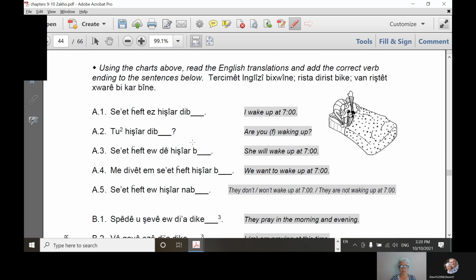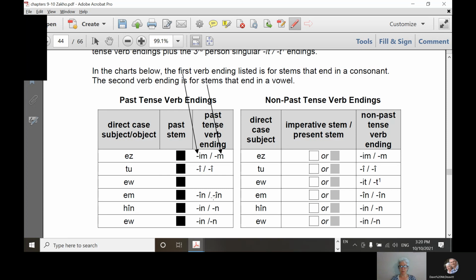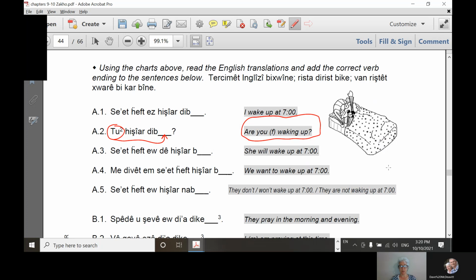Okay, let's look at A2. Are you waking up? Well, that's how we do questions in English. But in Kurdish, we don't have a verb like are at the beginning. We just jump in with our subject. So do is our subject, and that is going to determine what our verb ending is. So you go up to your verb ending, you find your chart, you find do, and then you jump over here and you find that you have only two options, E or E. So E is your answer there.